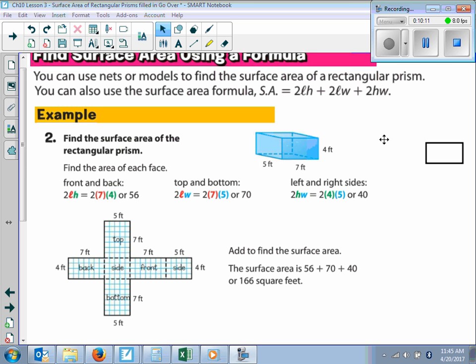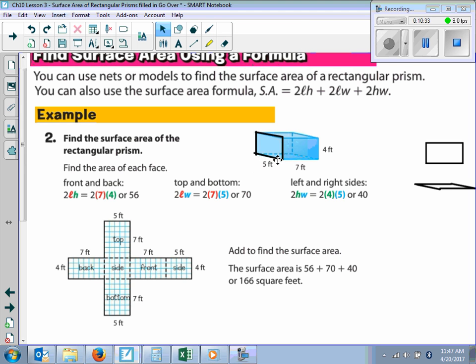So now we want to do the top and the bottom. Here's the bottom, there's the top, there are the shapes. To find the top and the bottom, there are 2 of them. So that's 2 times 7 times 5, which is 70. You got that?